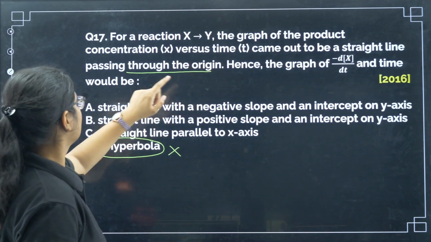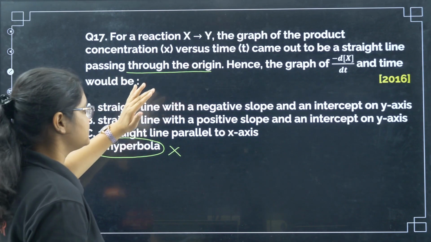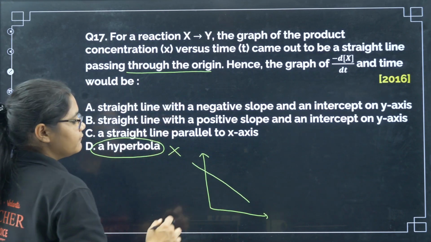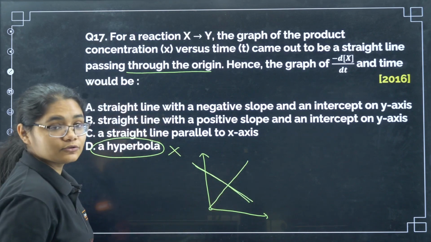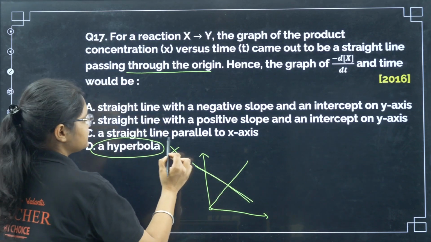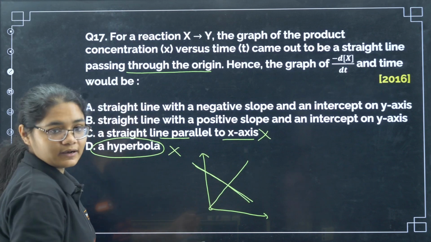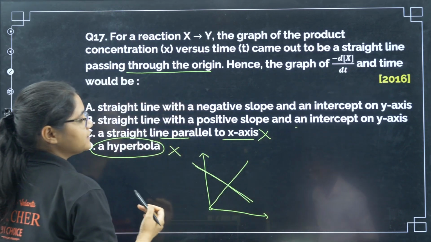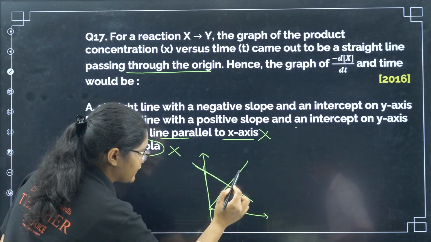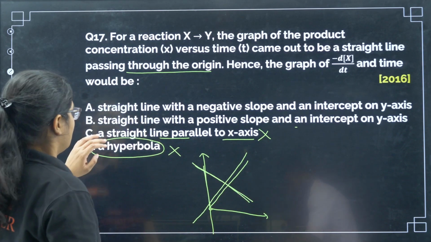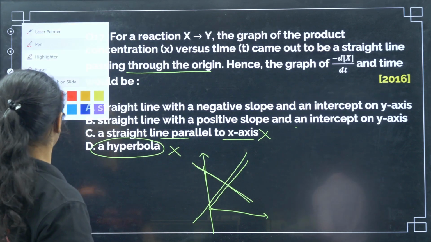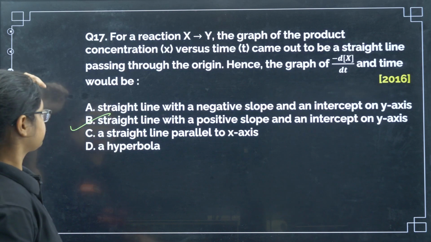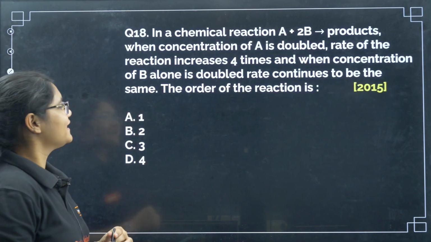Next, it is saying that it is passing through the origin. So if it is passing through the origin, then we cannot have a negative slope. A straight line parallel to the x-axis is also not possible because it cannot pass through the origin. And a straight line with a positive slope and an intercept on y-axis, that is possible. I can have it like this. So I can get the answer as option number B here. Next question. Let us see the next question here.